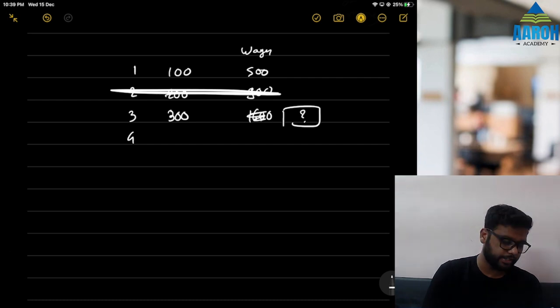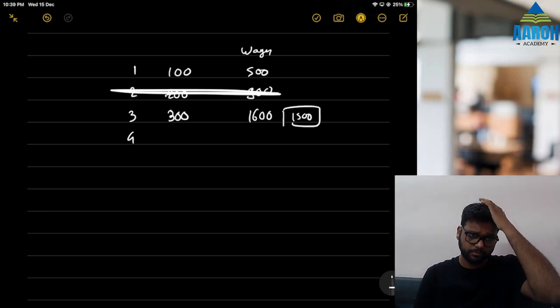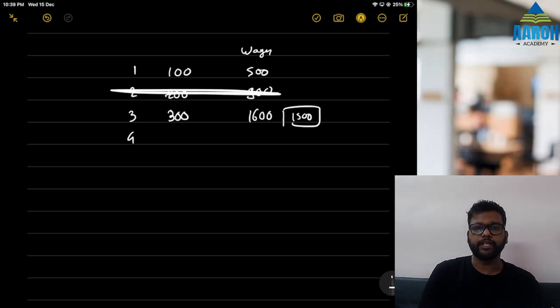How much? 1500 is correct. But how much is he getting? 1600. That means by how much did his standard of living increase? 100 rupees, right? Similarly, there are some questions like this.